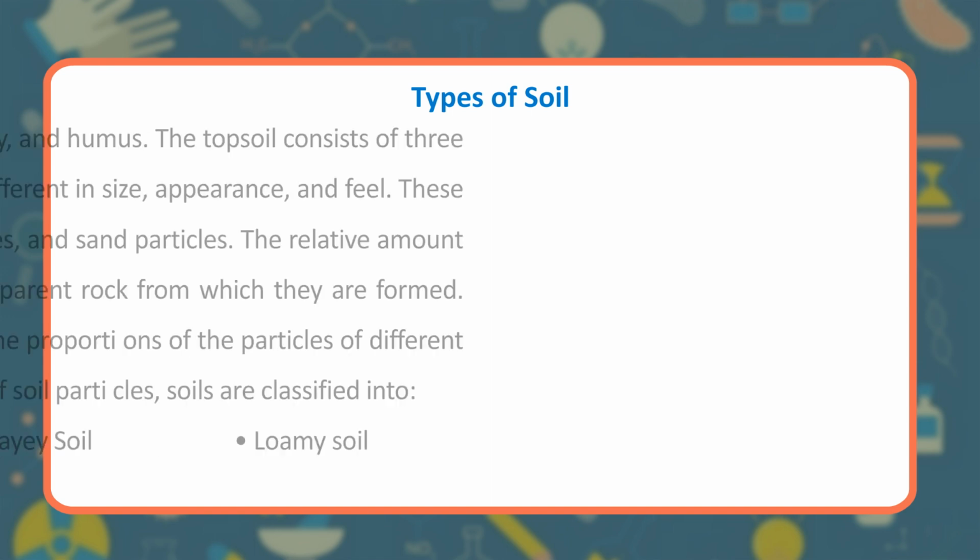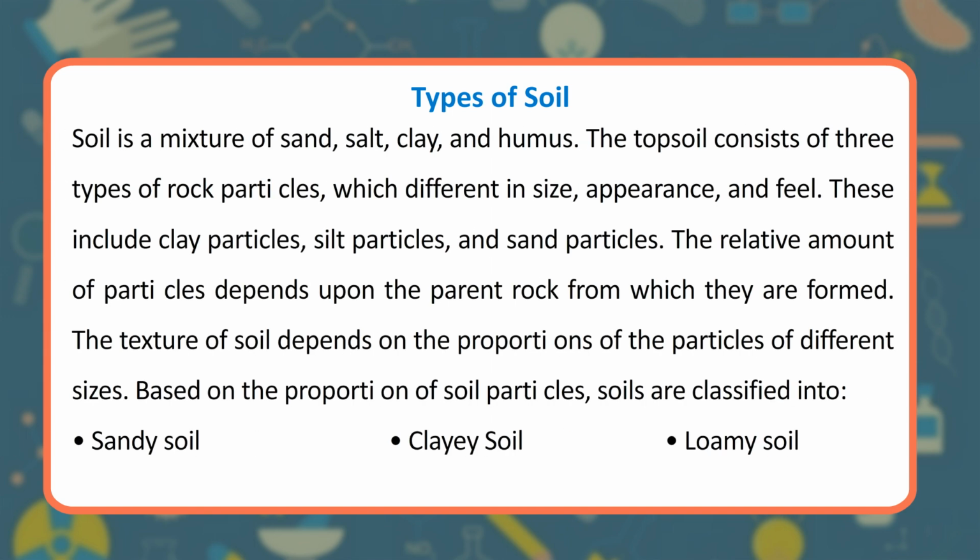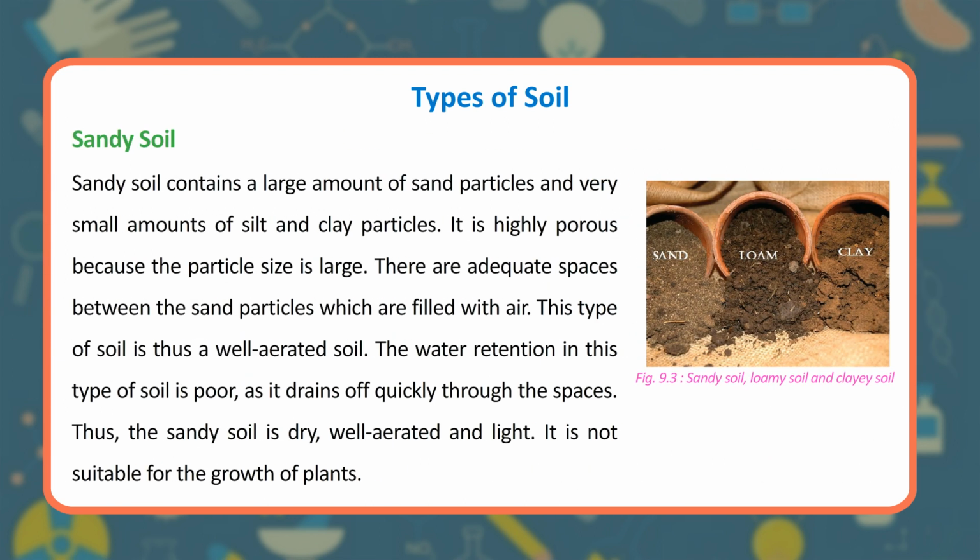Types of soil. Soil is a mixture of sand, silt, clay, and humus. The topsoil consists of 3 types of rock particles, which differ in size, appearance, and feel. These include clay particles, silt particles, and sand particles. The relative amount of particles depends upon the parent rock from which they are formed. The texture of soil depends on the proportions of the particles of different sizes. Based on the proportion of soil particles, soils are classified into sandy soil, clayey soil, and loamy soil.